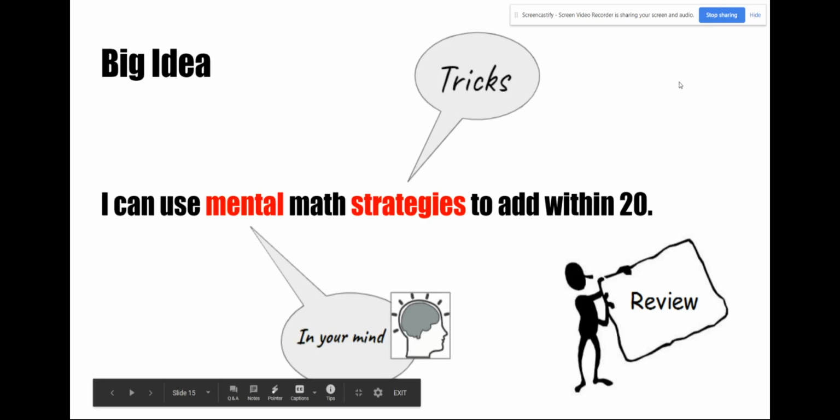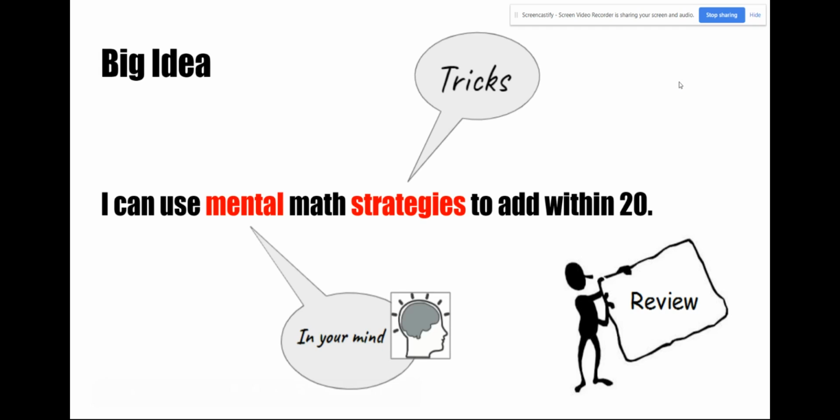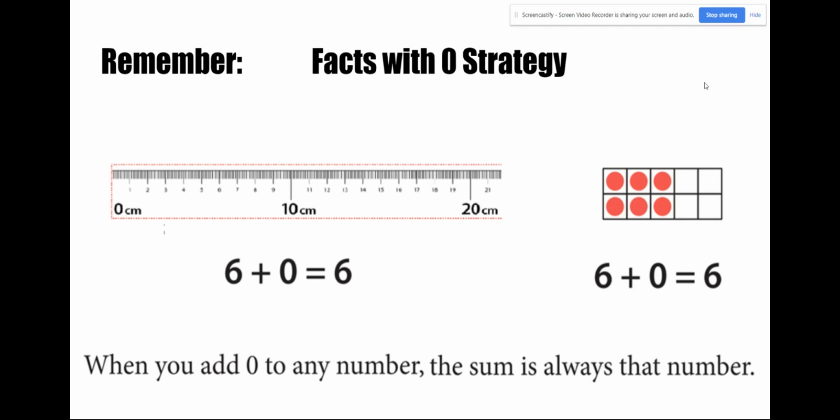Good morning, scholars. If you remember, yesterday we were talking about using mental math strategies to add within 20. And all that means is we're using tricks to do adding in our mind. We talked about the facts with zero strategy and how when you add 0 to any number, the sum will always be the same number. It won't change at all.